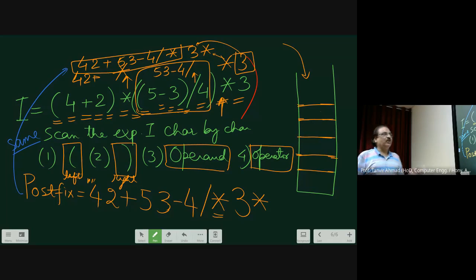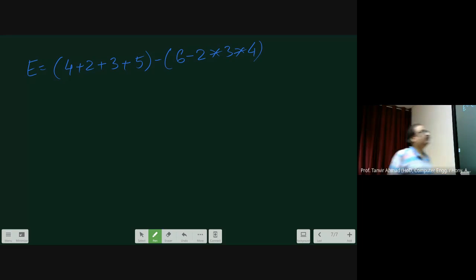Okay. Now let us try another expression, and I will show you how it works, just to repeat things once again. Let us take this: 4 plus 2 plus 3 plus 5 minus, say, 6 minus 2 into 3 into 4, like this. And what I am going to do is add x. Now in that case, I will maintain the stack.